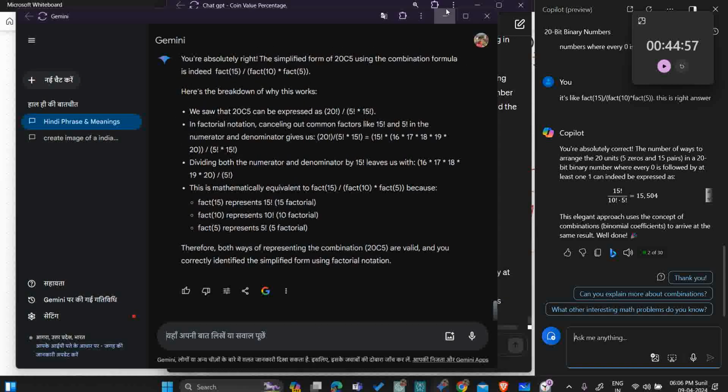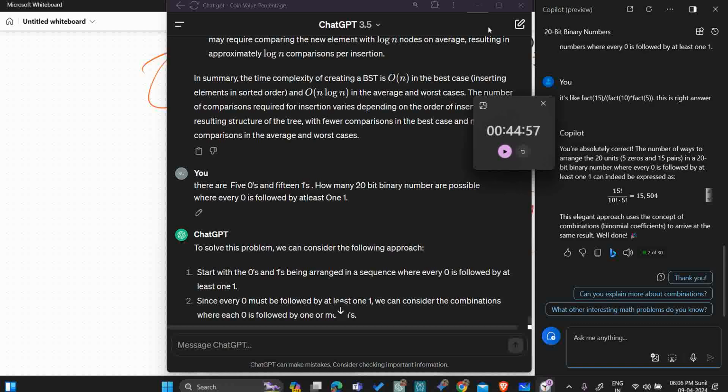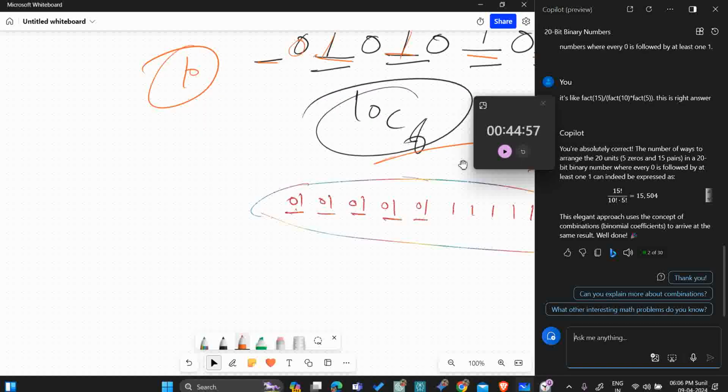Yeah, he is very wrong, guys. This is not giving correct answers. This is not combination, this is a permutation with limited repetition question.